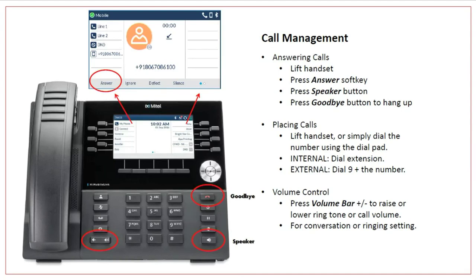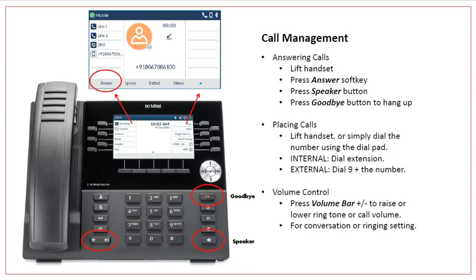If you want to reach an external caller, you're going to dial 9 or the assigned dial code for your organization, and then the outside number. In any case, whether I'm placing or answering a phone call, I can adjust the volume by using the volume bar that's on the lower left part of the fixed keys. The volume bar raises or lowers the ringing and the conversational volume.